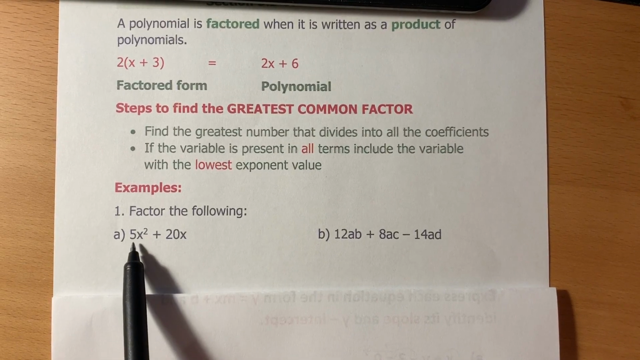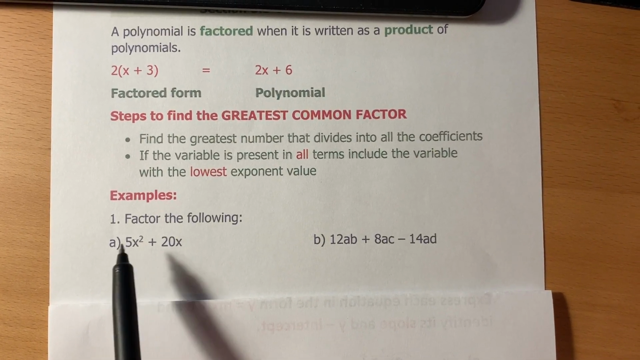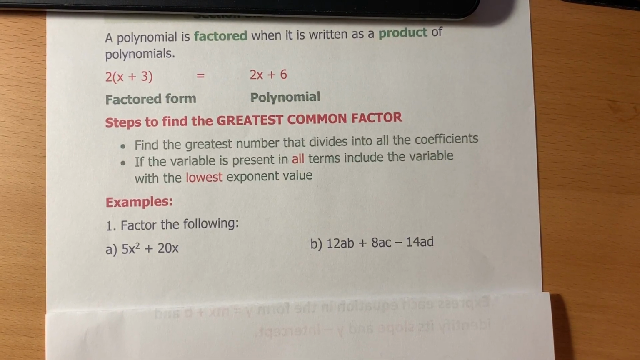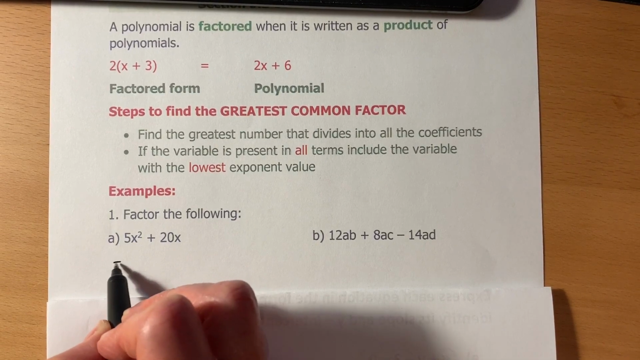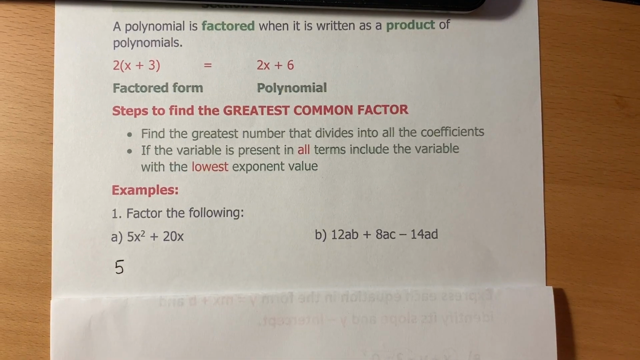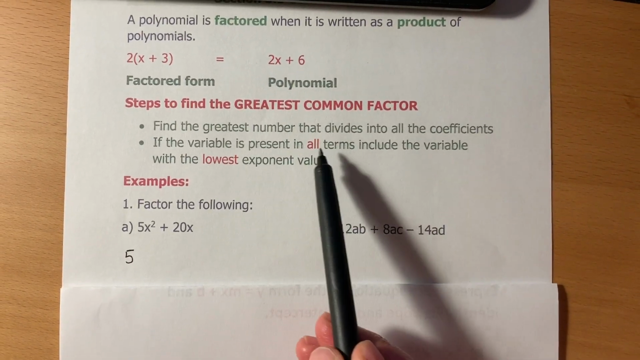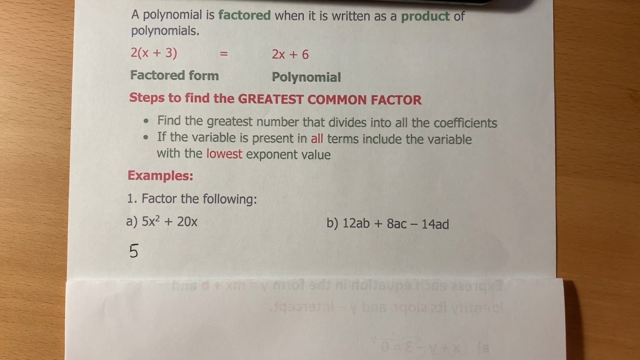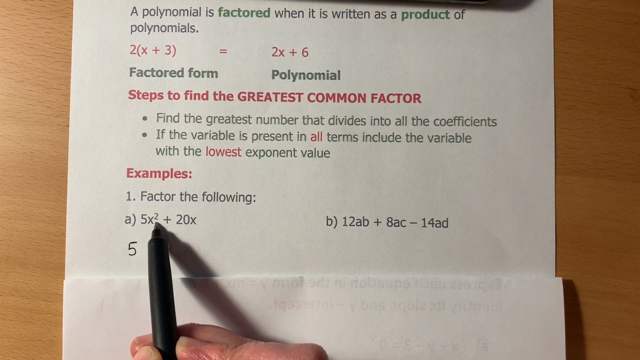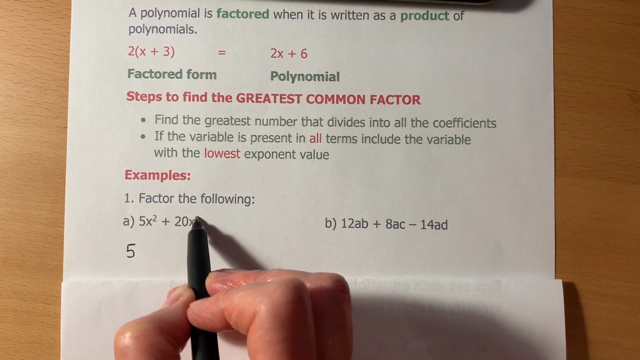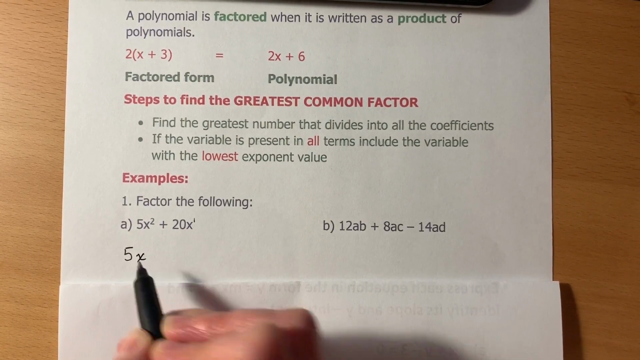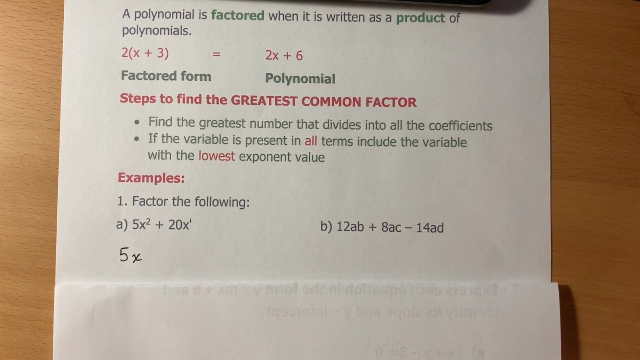So here's my polynomial. I look at my coefficients, 5 and 20. I look for the largest number that divides evenly into both of them, which is 5. Then I look at the variable, x squared and x, and I ask myself, is the variable present in all the terms? The answer is yes. So in your common factor, you include the one with the lowest exponent value. This has a 2, this has a 1, so the lowest exponent is a 1, so my greatest common factor is 5x. Now I do a bracket.